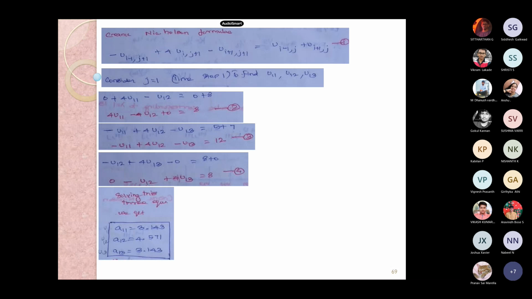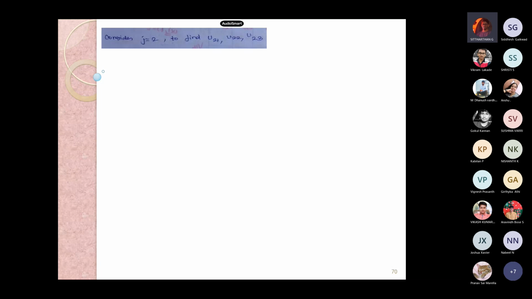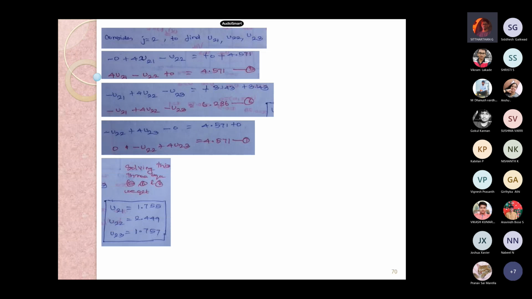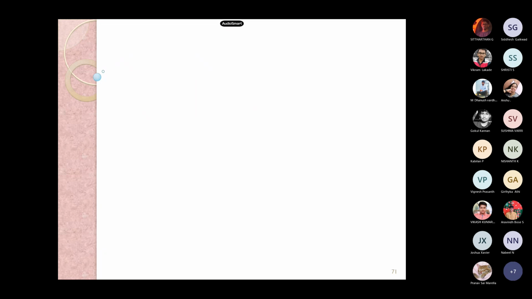For j is equal to 2: 1.755, 2.449, and 1.755. Very good. This is 1.755, 2.449, and 1.757. Very good, Siddhartha.